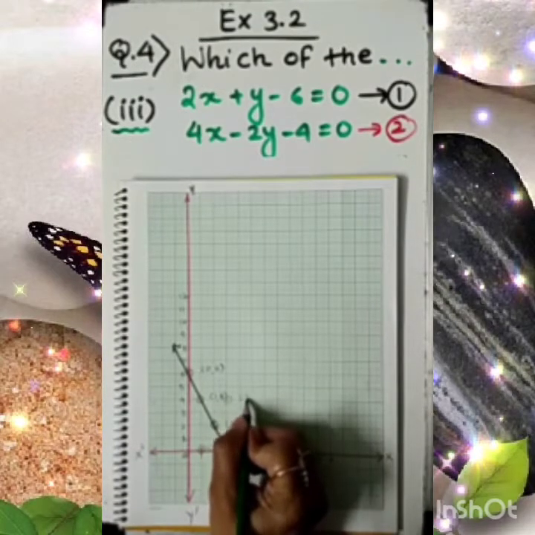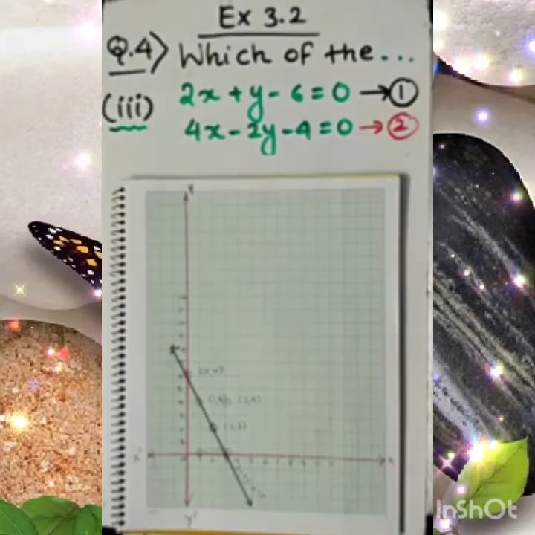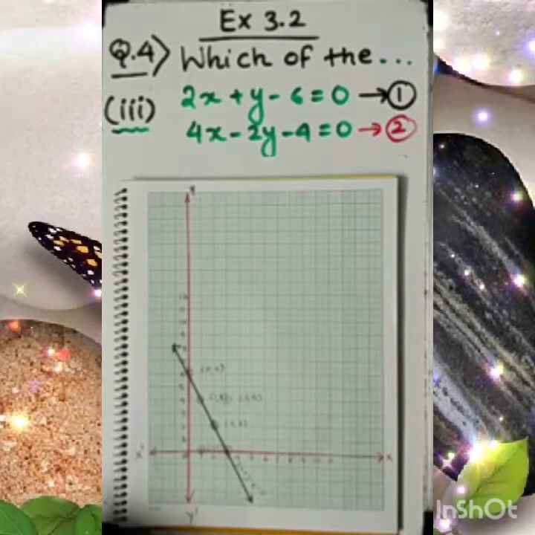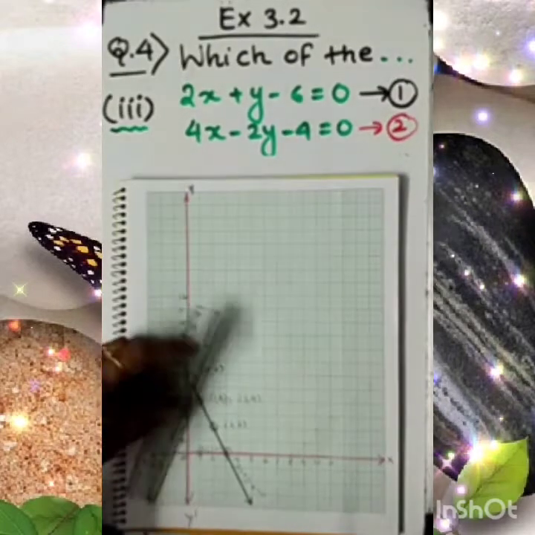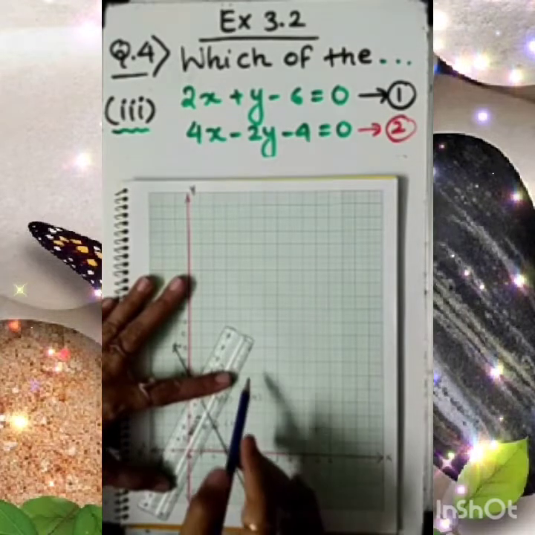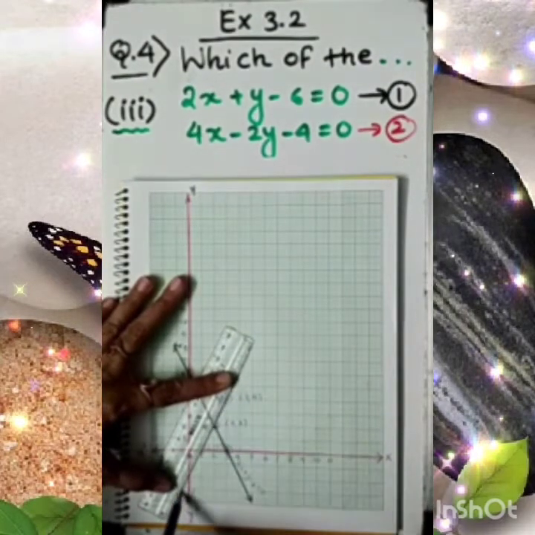So for this linear equation we have chosen only 3 points, which you can see on your screen in green color. Okay, now we are going to join these 3 points, and let me extend the line.